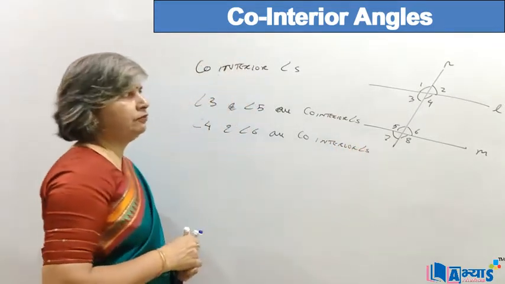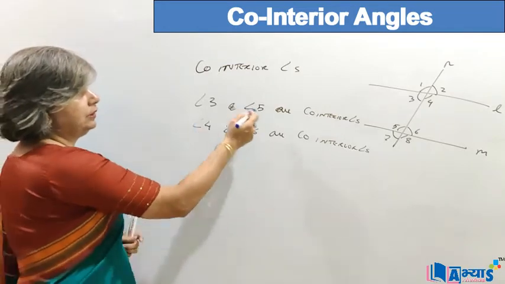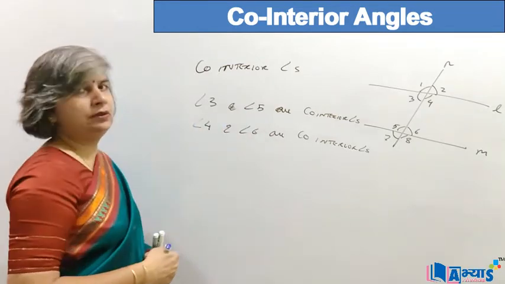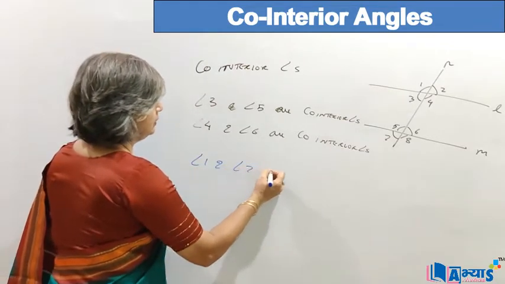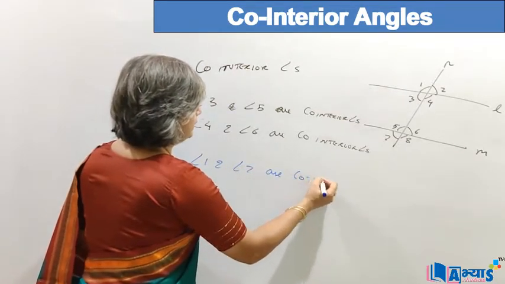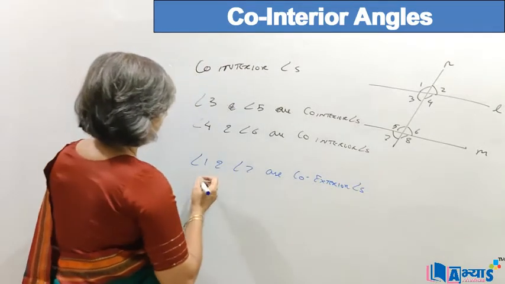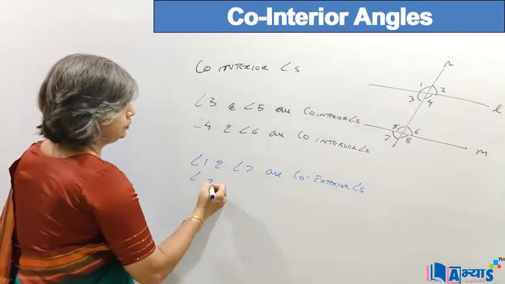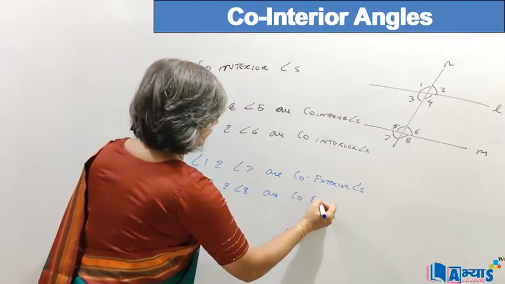Now 3 and 5 are co-interior angles, and 4 and 6 are co-interior angles. Similarly, 1 and 7 are co-exterior angles. Angle 2 and angle 8 are co-exterior angles.